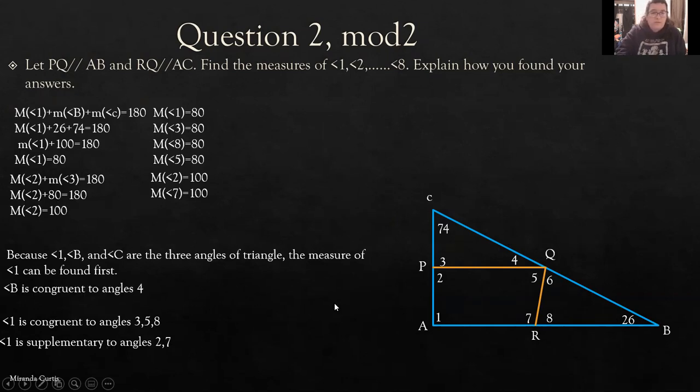Angle B, way over here, is congruent to angle 4, which means it's going to be the same. So angle 4 is going to be 26. And then angle C is congruent to angle 6. We have C, which is 74, and angle 6 is right here. What does congruent mean, guys? It means it's the same. So it's going to be 74.